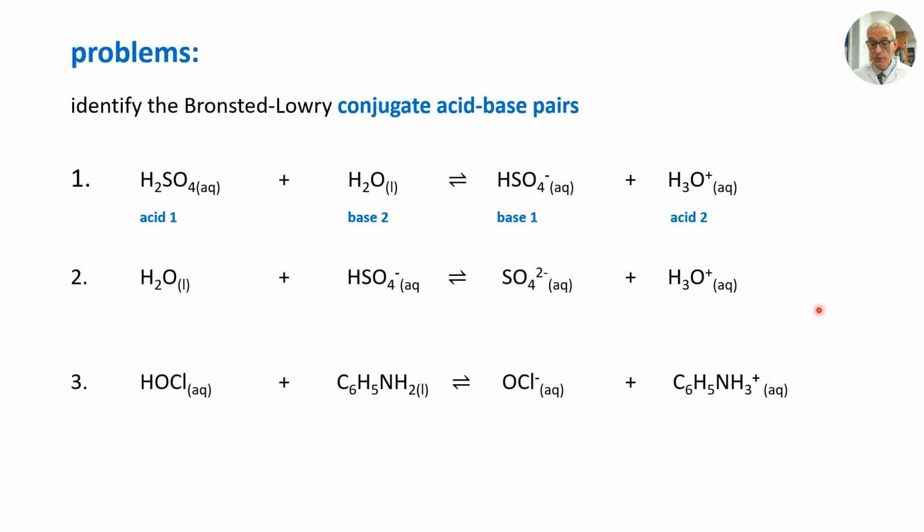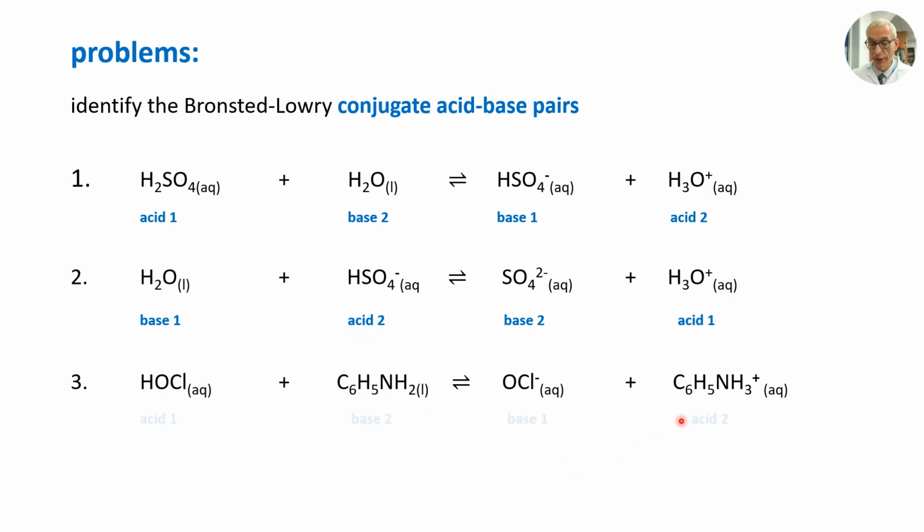If you're ready, let's move on to the second one. Here, water accepts a proton to form the hydronium ion. Hydrogen sulfate donates that proton to form the sulfate ion. So we have an acid-base pair between water and the hydronium ion, and the sulfate and the hydrogen sulfate form the second conjugate acid-base pair.